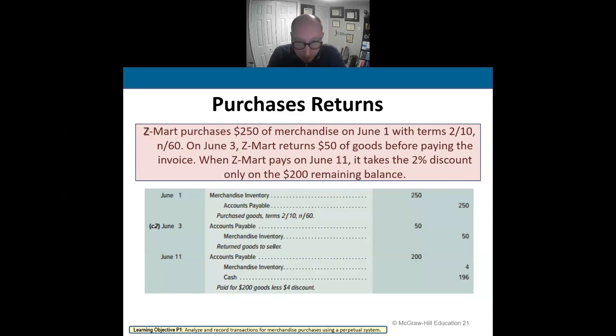I debit accounts payable $200 to reduce the remaining bill. I'm going to credit my cash by $196 and credit merchandise inventory by $4. $4 is 2% of $200. So $196 I'm paying in cash to my vendor, and I'm reducing the value of my inventory by $4 to represent that discount. So three different transactions stemming from the same purchase. Good so far?